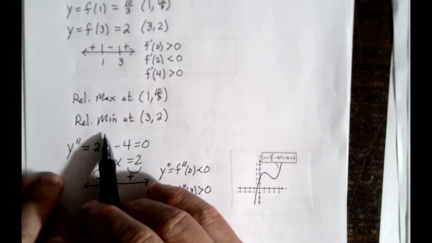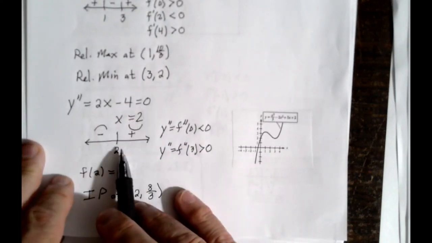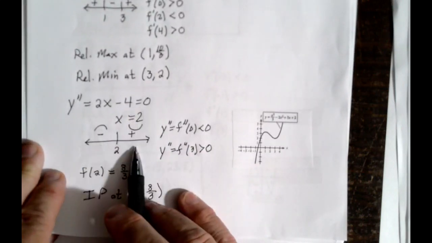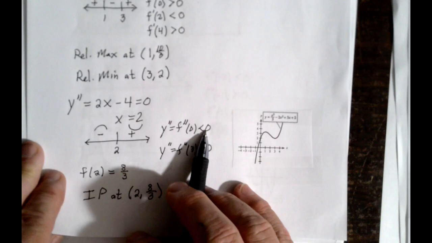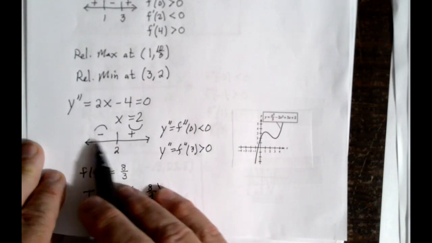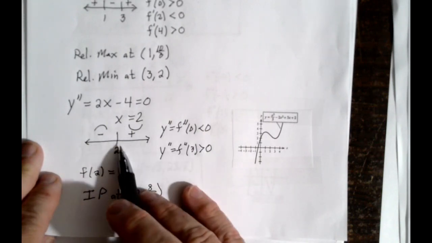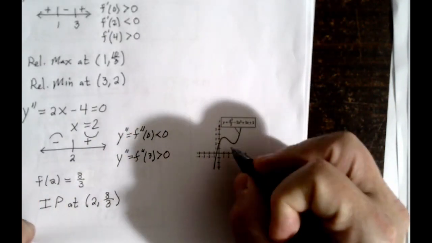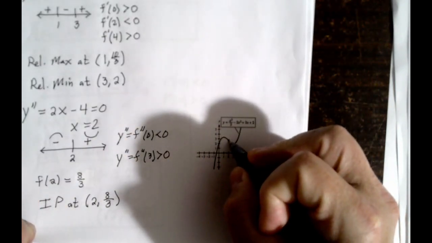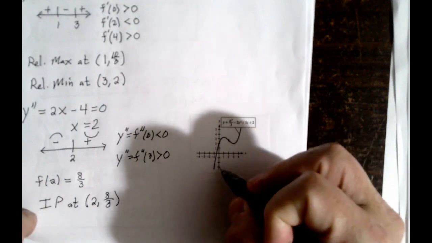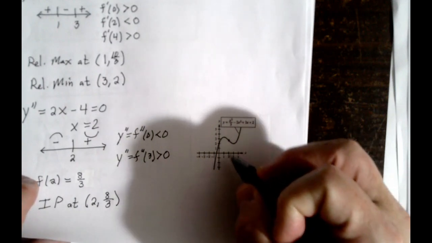Now the second derivative, you set that equal to 0 and you get 2. So you divide up your number line and you check and you get negative and positive, so you know concave down and concave up. So this is an inflection point. And so at 2 you have an inflection point right there. Concave down, concave up. You have increasing, decreasing, increasing. You have a relative max and a relative min.